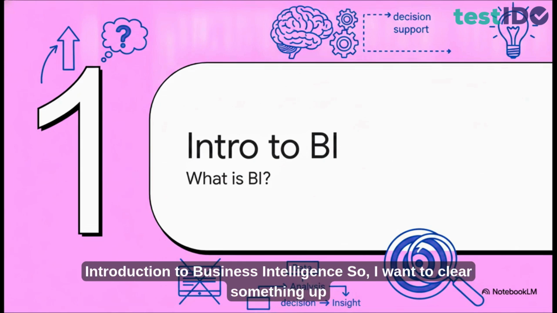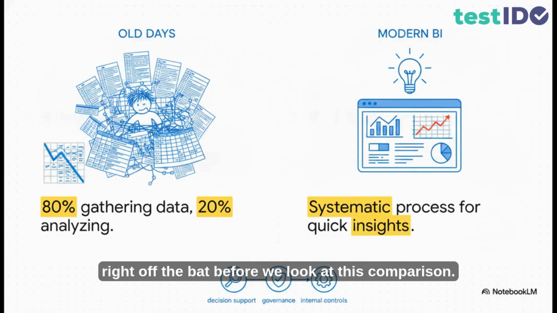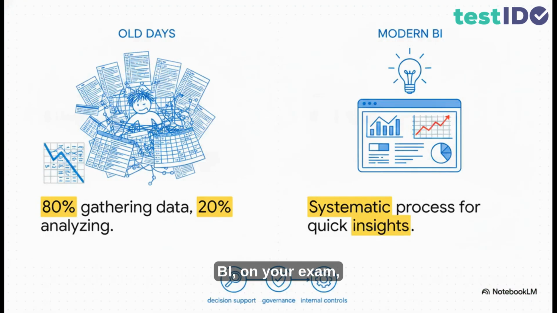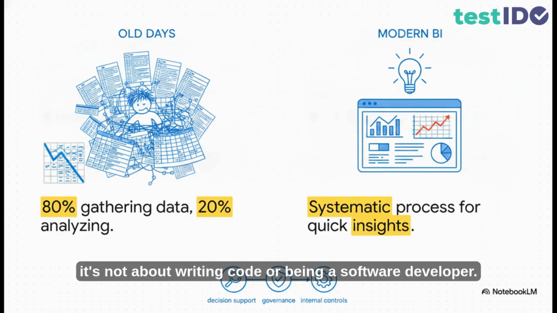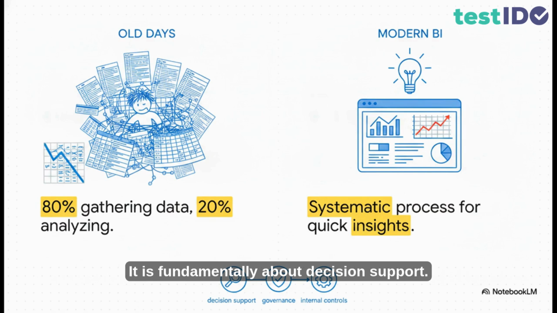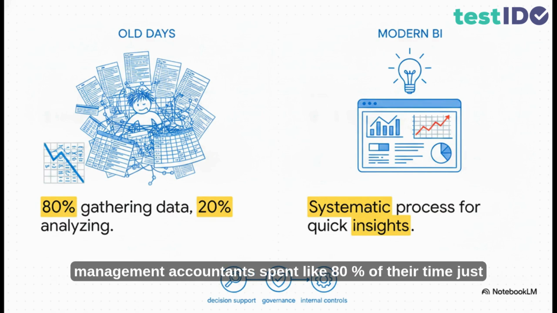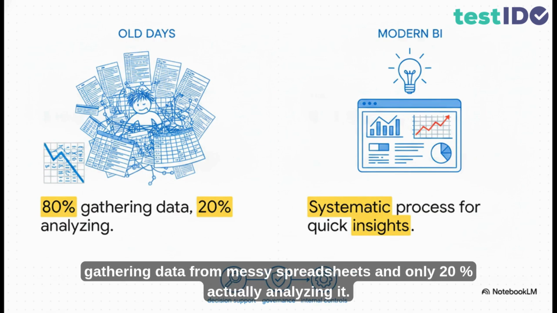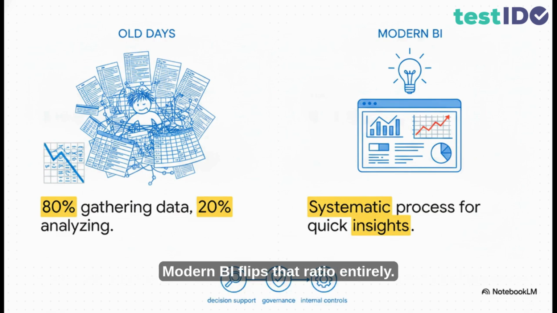Section 1. Introduction to Business Intelligence. So I want to clear something up right off the bat before we look at this comparison. BI on your exam, it's not about writing code or being a software developer. It is fundamentally about decision support. Just look at this contrast. In the old days, management accountants spent like 80% of their time just gathering data from messy spreadsheets and only 20% actually analyzing it. Modern BI flips that ratio entirely.